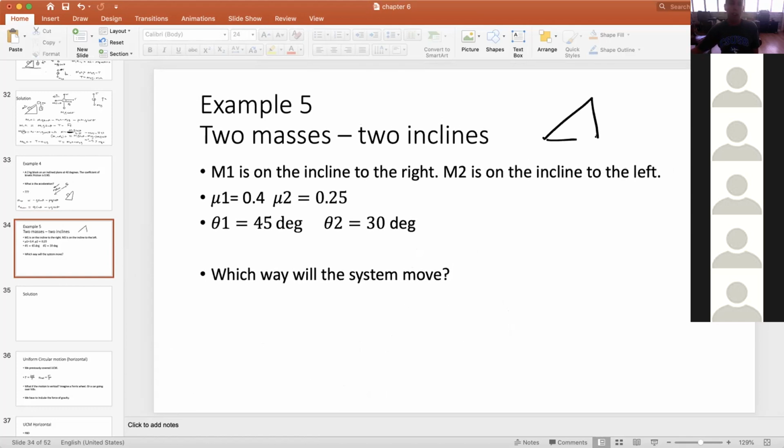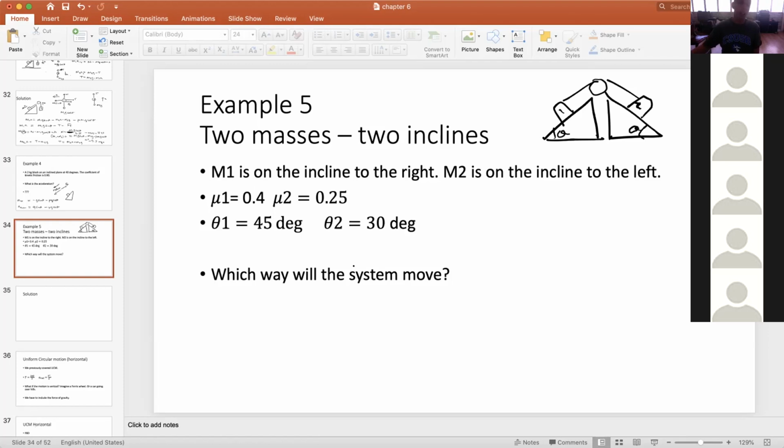You have two inclines, two masses connected by a pulley, and you're not told which way they're going. Call this one, call this two. But they're moving. How do you know which way they're moving? Is it possible that it can't move one way or the other? So again, you just have to pick.